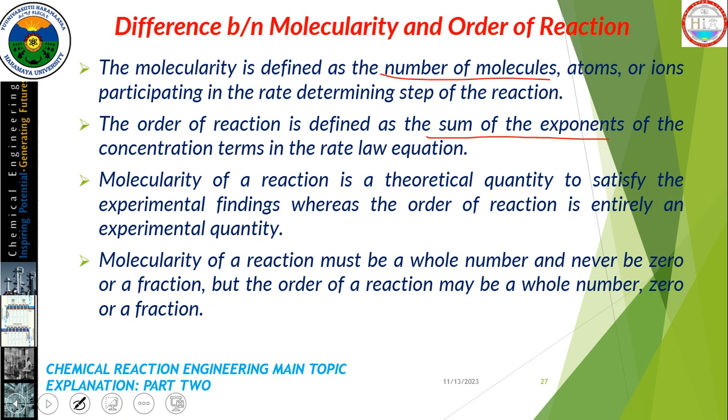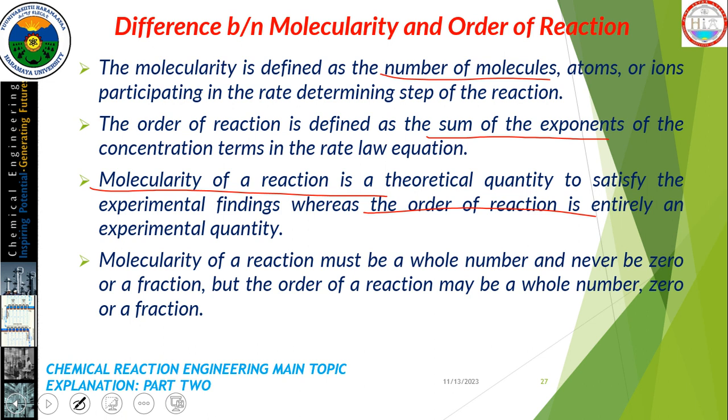A gives R, which means that the only molecule participating in the reaction is A. So the coefficient is 1, and we can consider this molecularity, a unimolecular reaction. The other point: molecularity of a reaction is a theoretical quantity to satisfy the experimental findings, whereas the order of the reaction is entirely an experimental quantity. Molecularity you can identify or quantify theoretically, but the order of the reaction is determined through experiments. It is an experimentally determined quantity.